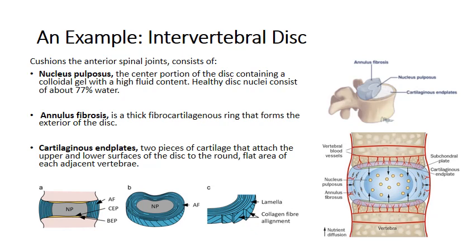Around that nucleus part, there is a fibrocartilaginous ring which forms the exterior part of the disc, and we call it the annulus fibrosus. We also have two cartilaginous end plates on the two sides of the disc which are attached to the bones.